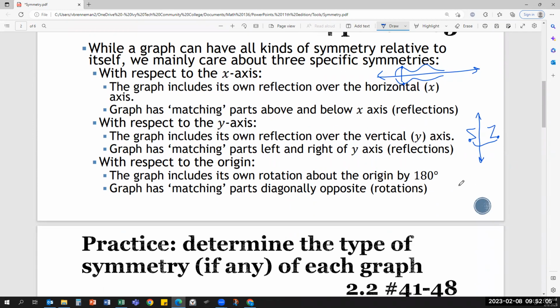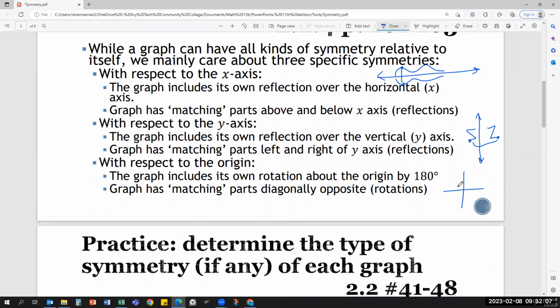Symmetry with respect to the origin is more of a rotational or a double reflection. Whatever it's doing up here, it's going to do rotated 180 degrees. Or you can think of it as reflected over the y, and then a second reflection: reflected over the y, then reflected over the x to get down. So we have matching parts that are diagonally opposite, with opposite x and opposite y.